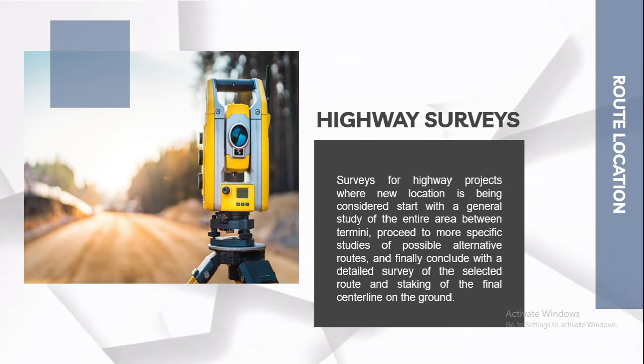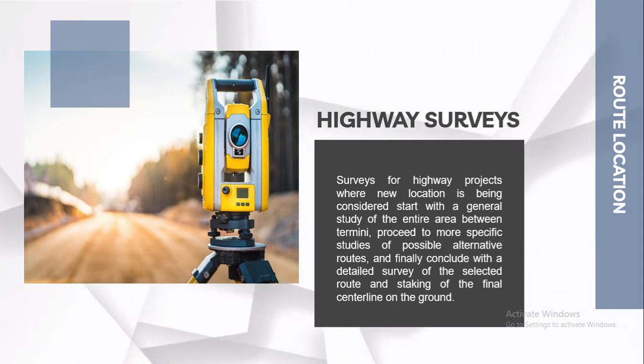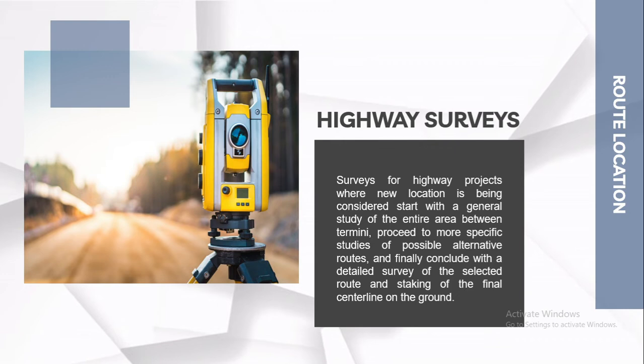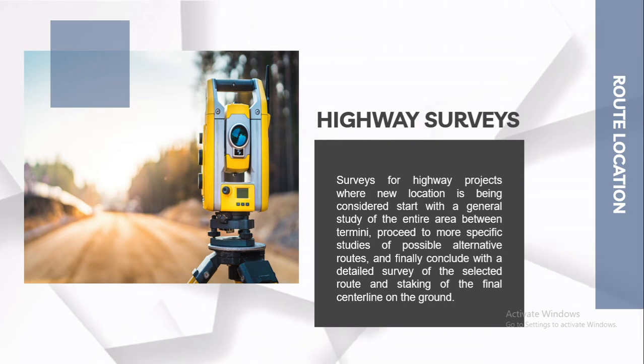Surveys for highway projects where new location is being considered start with a general study of the entire area between terminals, proceed to more specific studies of possible alternative routes, and finally conclude with a detailed survey of the selected route and staking of the final center line on the ground. These procedures are generally carried out in three stages.